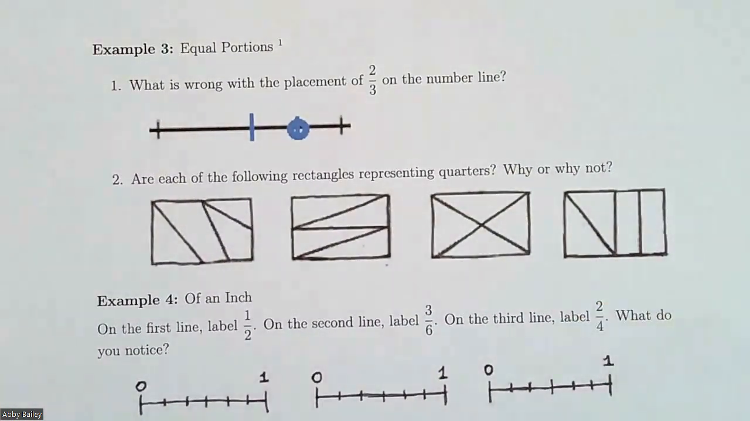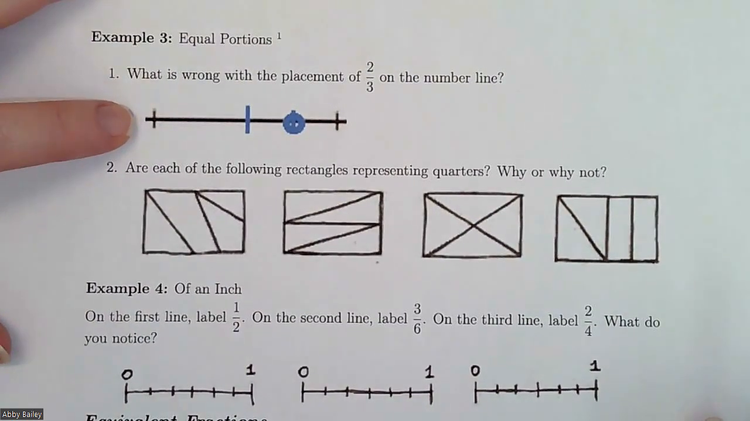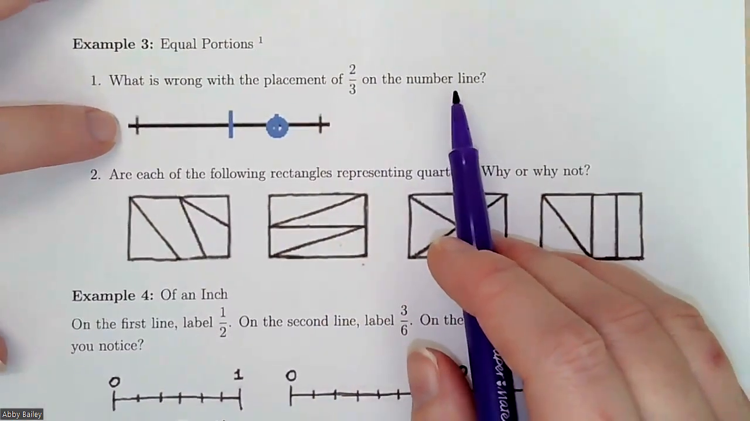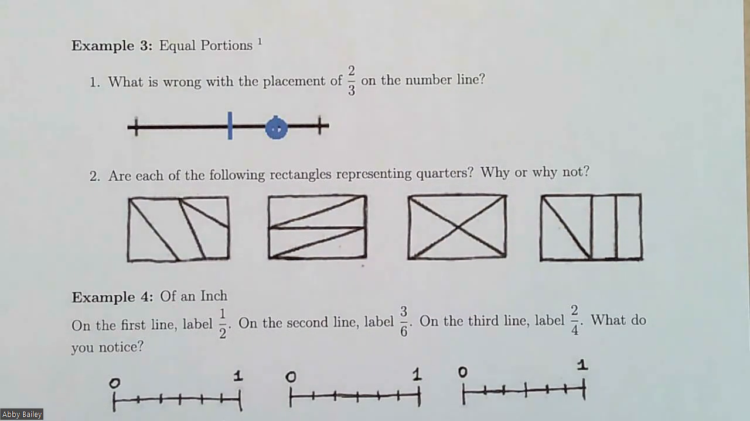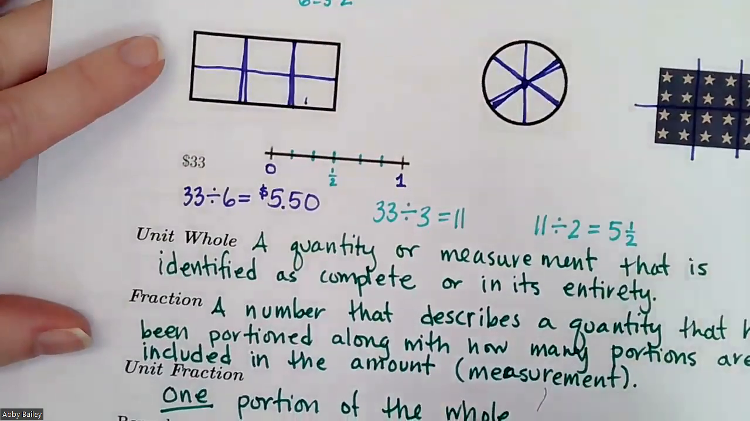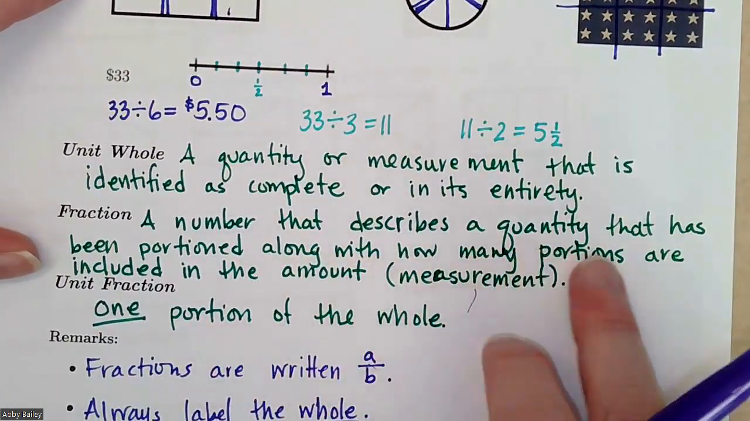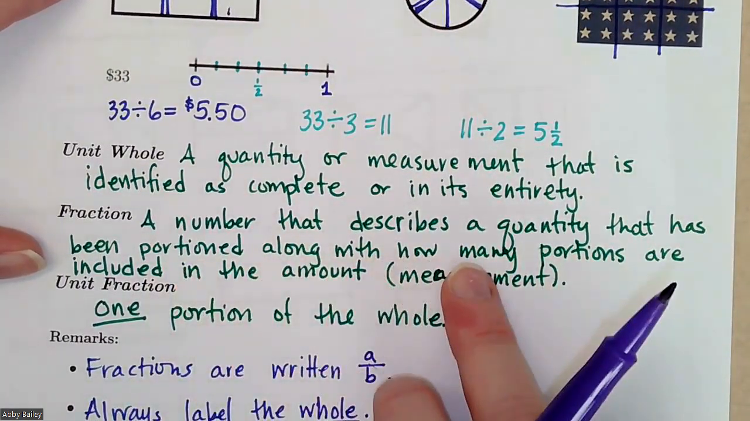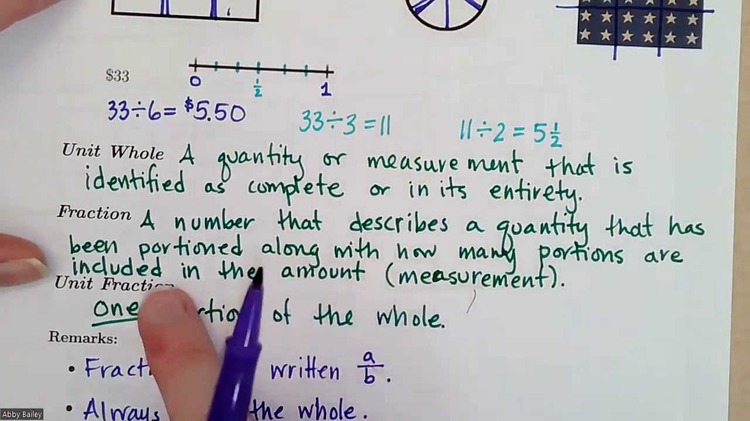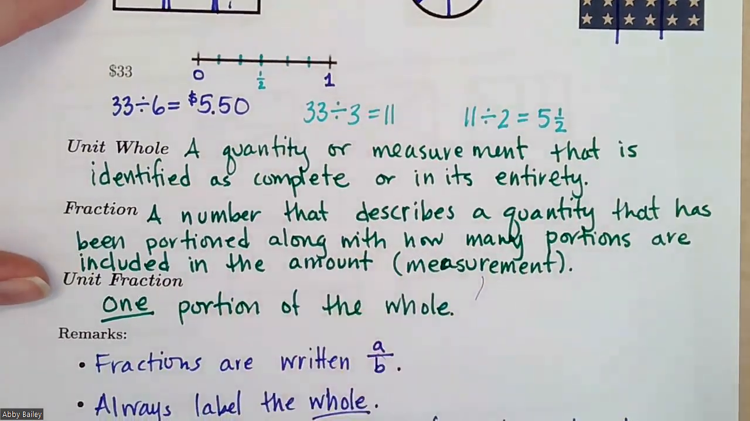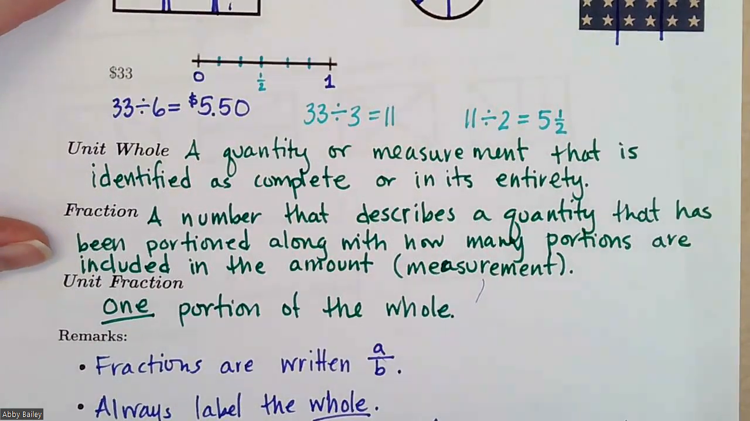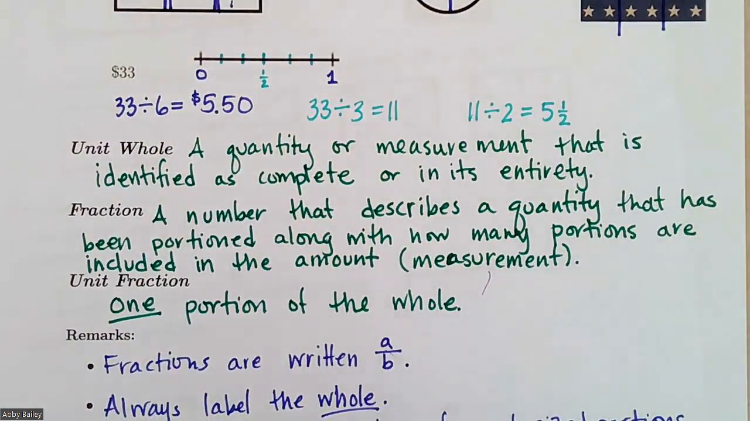All right, so let's look at example 3, where we talk about equal portions again. What is wrong with the placement of 2/3 on this number line? Well, let me go back to the definition of fraction. A number that describes a quantity that has been portioned along with how many portions are included in the amount. Oh man, we need to add a word because there's something assumed here.